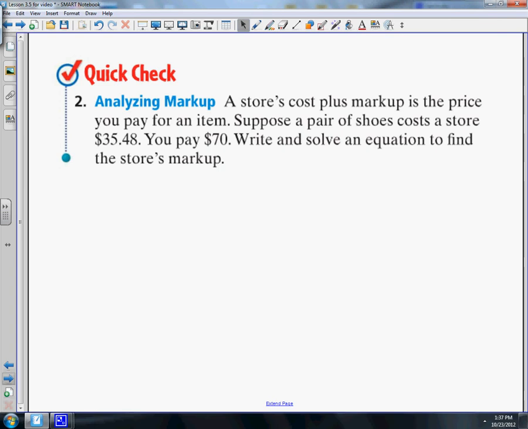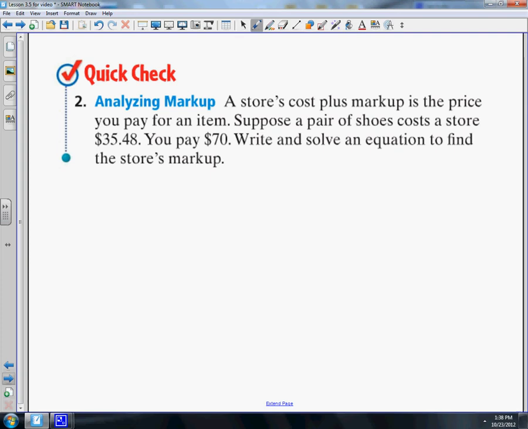All right, so next, here is a real world problem. Analyzing markup. A store's cost plus markup is the price you pay for an item. So a store's cost plus markup, okay? Suppose a pair of shoes cost a store $35.48. You pay $70. Write and solve an equation to find the store's markup. So try this problem on your own. Push pause and then we'll come back.